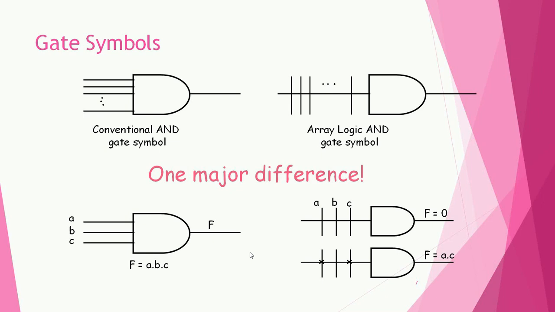One major difference is that in the first diagram, there are 3 inputs A, B, C and the output is F, so F is A dot B dot C. In the second diagram you will observe the vertical lines A, B, C. Even though the lines are there, the output function F is 0 because the lines are not connected. Now observe the second diagram in which there is a cross mark. Cross means connection. The connection is put only for the inputs A and C. That means these two inputs are connected to the output, so your output is A dot C.